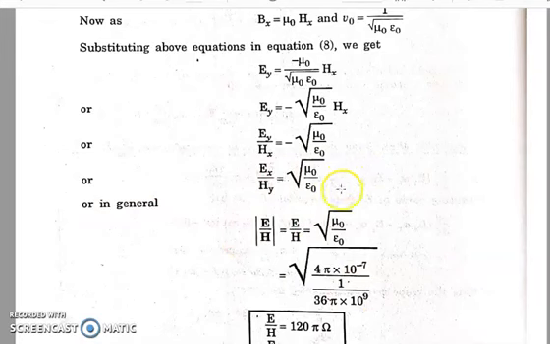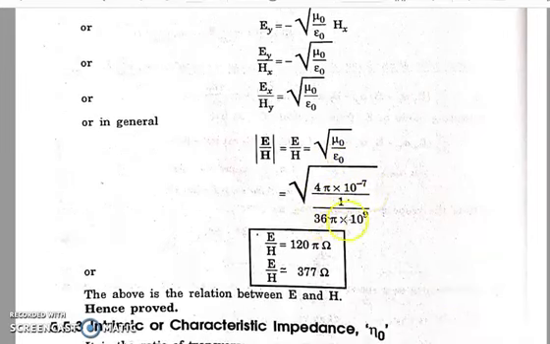Now taking the magnitude of this E by H vector, E by H is equal to the square root of mu naught by epsilon naught, and putting down the values of mu naught, that is 4 pi into 10 raised to power minus 7, and epsilon naught, that is 1 by 36 pi into 10 raised to power 9, and upon solving this square root we get the value of 120 pi ohms. Or, if pi is taken as 3.14, you get 377 ohm. So this is the relation between E and H vector, that is the magnitude of E by H is equal to 120 pi ohms.